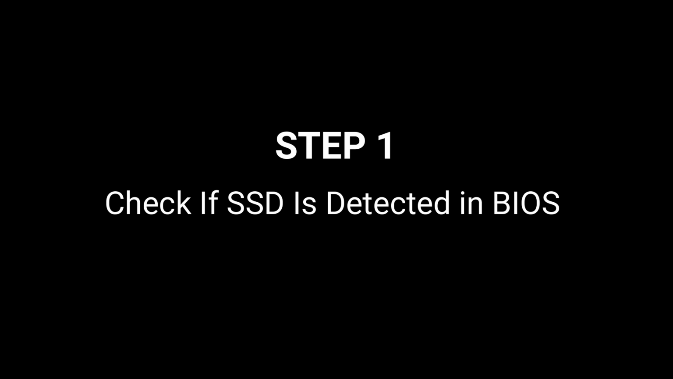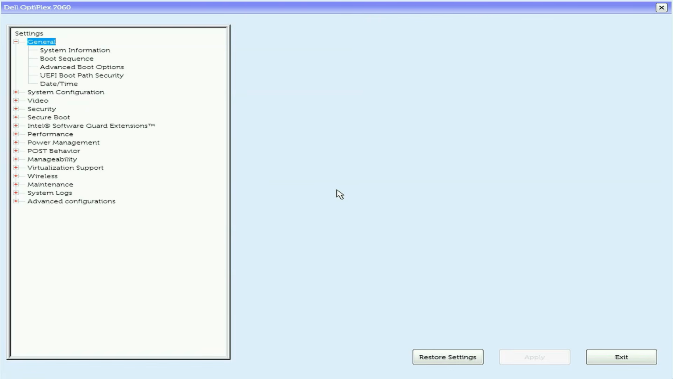Step 1. Check if SSD is detected in BIOS. Restart your PC and enter the BIOS. Before doing anything inside Windows setup, first we need to confirm whether the SSD is detected at the hardware level in BIOS. Because if your SSD is not showing in BIOS, Windows cannot detect it either.